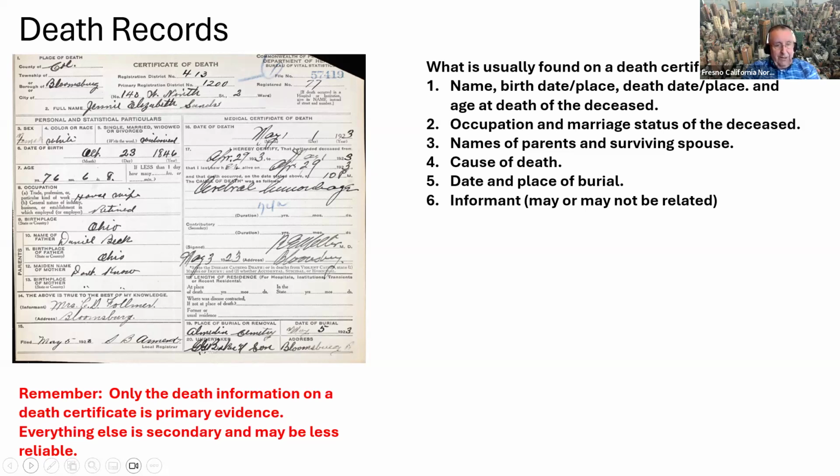Notice surviving spouse. Usually if the spouse died first, they're just going to be listed as widowed, as you see in this document. You're not going to see the name of the spouse. And then the cause of death is usually recorded on here. The date and place of burial can be found usually down at the bottom and is often skipped over. Very important information. And there'll be an informant. This person may or may not be related, and usually that helps indicate how accurate it is.